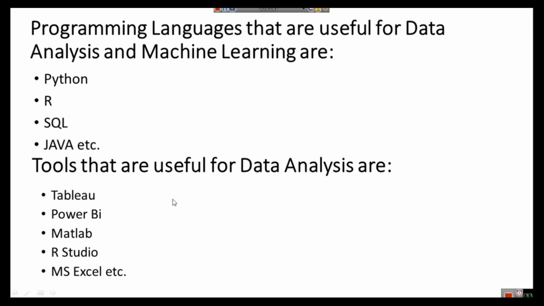Tools that are useful for data analysis are Tableau, Power BI, MATLAB, R Studio, and MS Excel. These tools are used for collecting data. These tools are used for analyzing or visualizing various patterns in data. These can be used for creating various types of graphs like bar graphs, histograms, pie charts, scatter plots to understand the relationship between input and output variables.